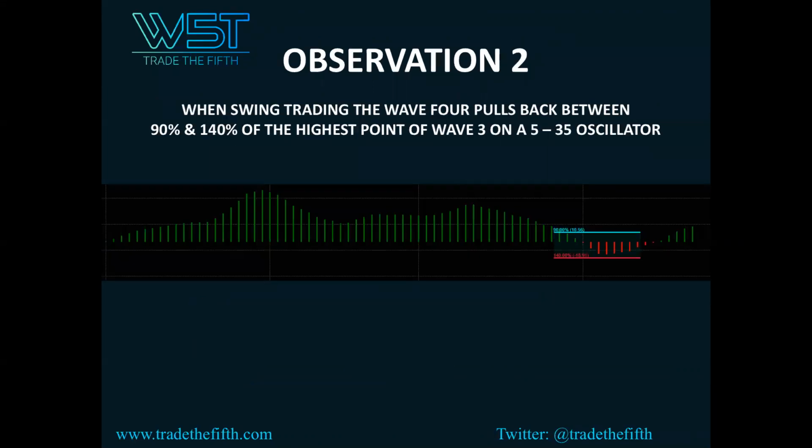Okay, so observation 2, we use the 535 oscillator. A 535 oscillator is actually just a histogram, a picture of the cross-sectional area of a 5 moving average and a 35 moving average. Instead of having it all cluttering up your chart, we put it in a histogram. And there's a rule. The wave 4 must pull back between 90 and 140% of the highest point on the wave 3. That's the rule. Well, it's an observation, but for me, it's a rule.